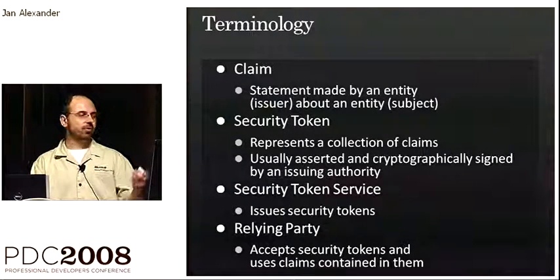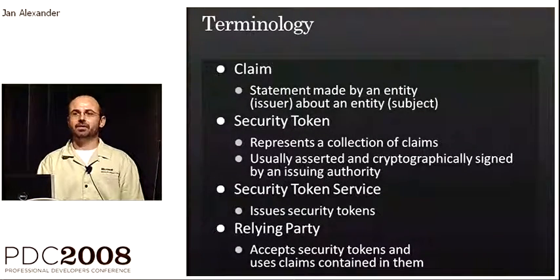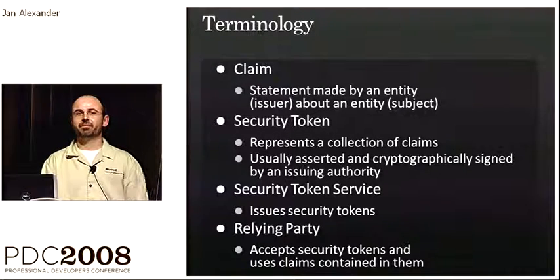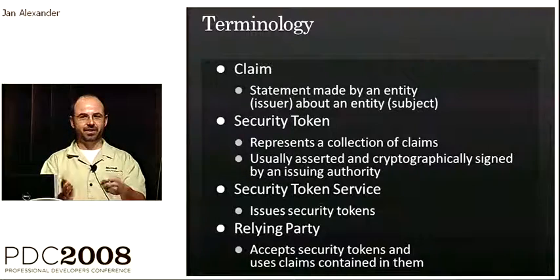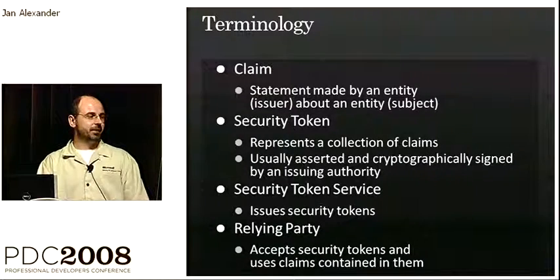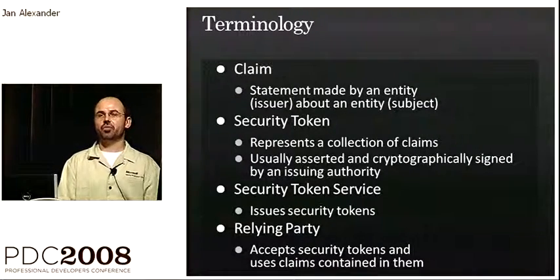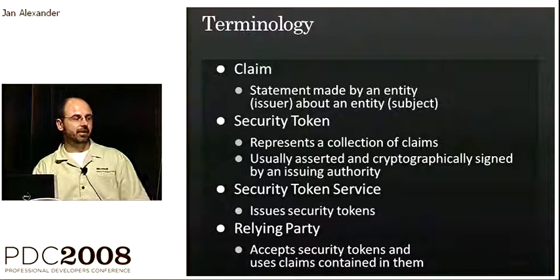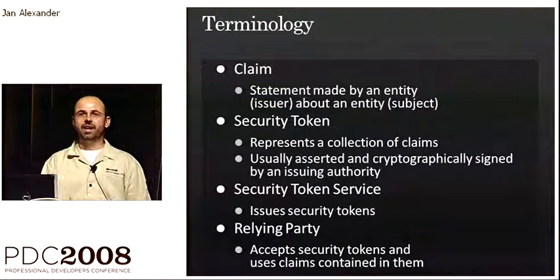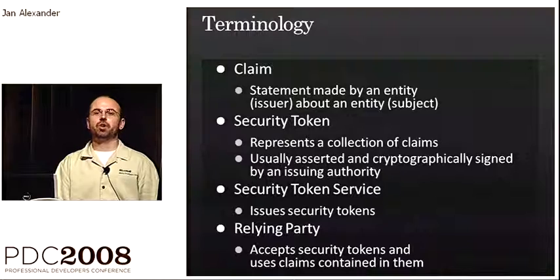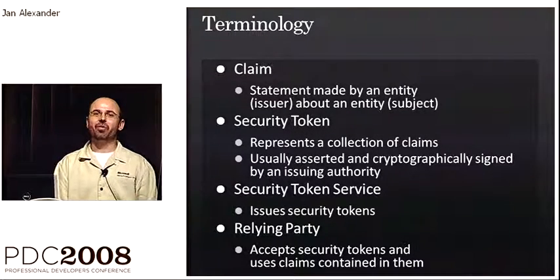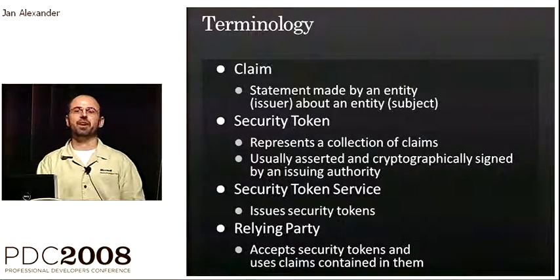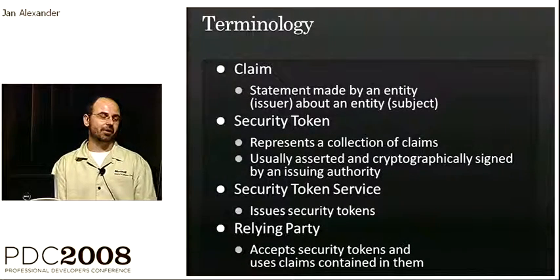The words I used are explained on this slide. A claim is a statement made about somebody, and somebody else or the same guy can make that claim. A security token is a packaging structure for transmitting claims over the wire. A security token service issues or creates security tokens, and the relying party consumes security tokens or the claims contained in those security tokens. It's usually the claims that the relying party is really interested in.